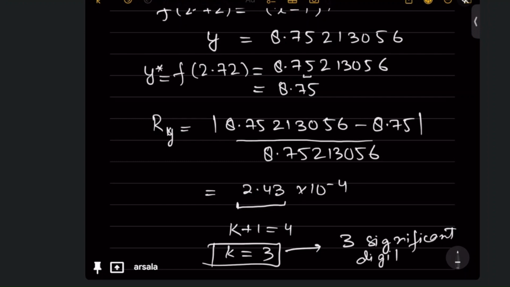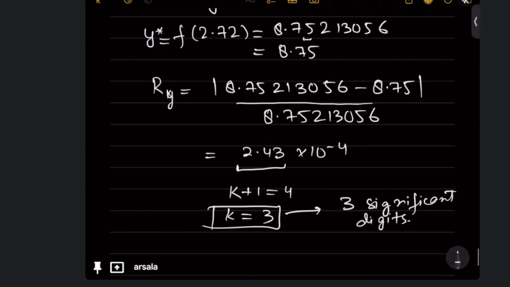Ma'am, you told that 2.43 is less than 5, then we are putting k plus 1 as 4. If it's more than that, how will we do it? Then you have to simply take that as k. Okay. How do you put k plus 1 equal to 4?